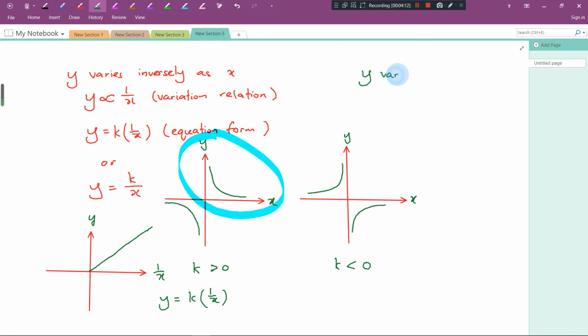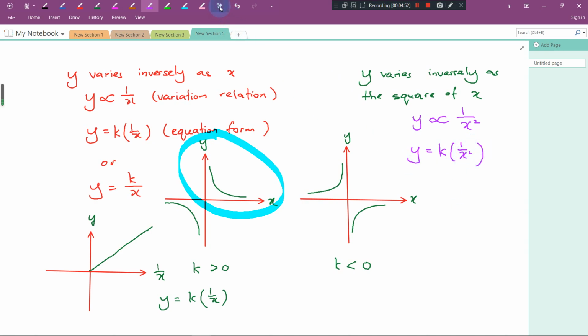Okay, now how about we change the situation? y varies inversely as the square of x. In this case, y varies inversely as the square of x, so we can write it this way. Be careful, the square of x will be 1 over x squared. This is the variation relation. If you want to change this to equation form, you just change the sign to equal, then add a k in front of this 1 over x squared.